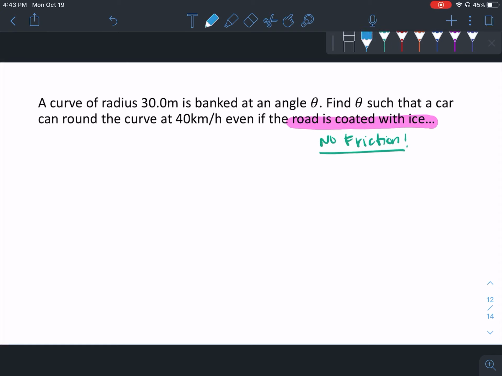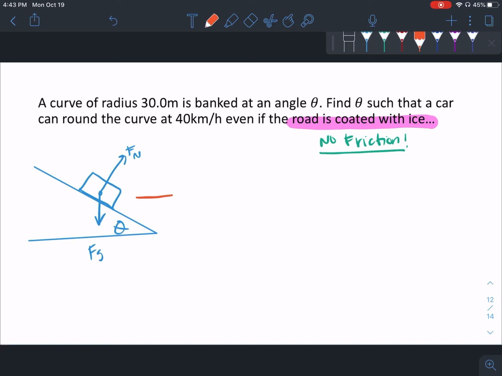Just like any problem, I'm going to start with a diagram. Or I guess not even before I get started, that is my starting. So I have theta here. I'm going to put my car here. We have FG going down, and we have force normal going up. Now, once again, because there is no friction, these are the only two forces that we need to deal with.